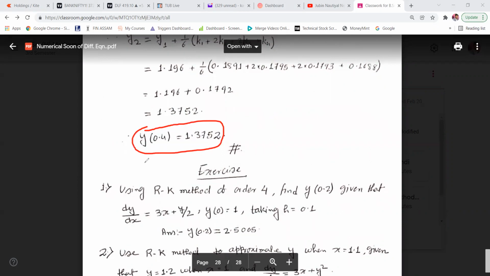So this is the process of finding the solution of an ordinary differential equation of order 1 using RK method, or you can say RK method of fourth order.